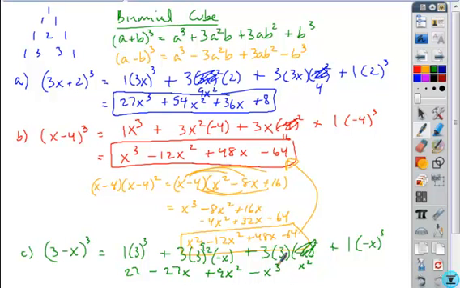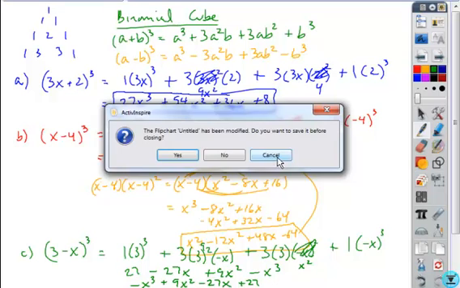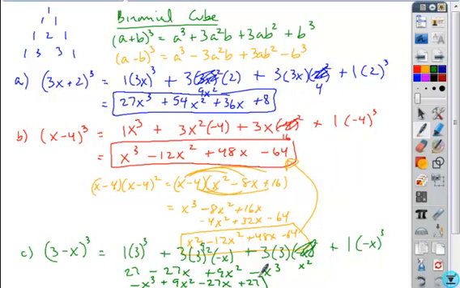And so the one last thing you would need to do here is to write this in standard form. And standard form is highest degree first. So the negative x cubed plus 9x squared minus 27x plus 27 would be the appropriate simplified form.